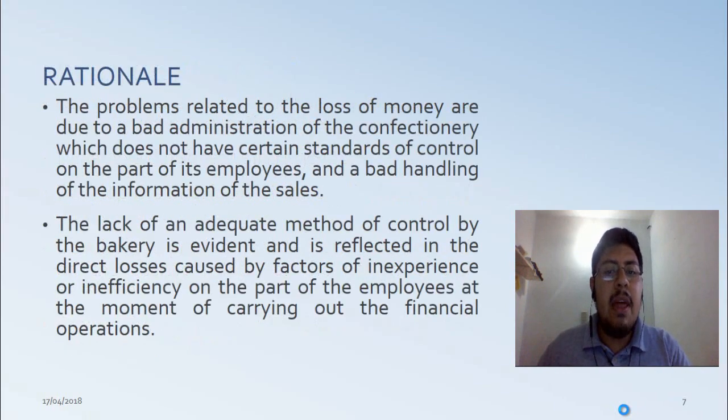The rationale: the lack of an adequate method of control by the bakery is evident and reflected in the direct losses caused by factors and experience. The main rationale about this is that our company is in charge of developing an application that solves all the problems of the customer, that is the manager of the local. So, in this opportunity, we developed this application. Problems like the loss of money are due to bad administration in the confectionery, which does not maintain the standard of control on the part of the employees.